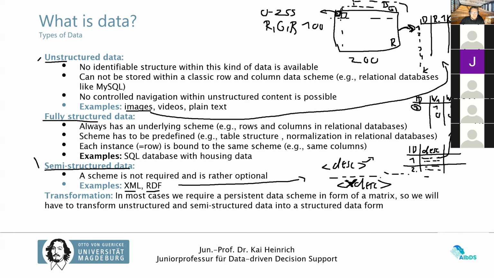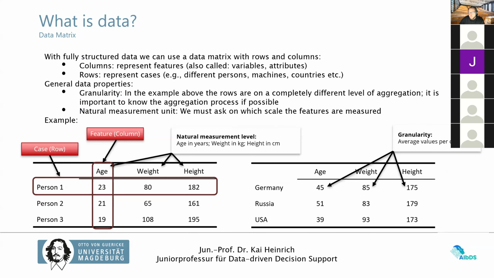Fully structured data is usually in a table. So let's have a look at fully structured data, because we will obviously start with that. As I said, text and image will be in AI BDS2, so don't worry about it. We will stick with the classical structured data matrix here. And now you might think, oh my God, he thinks we're stupid.